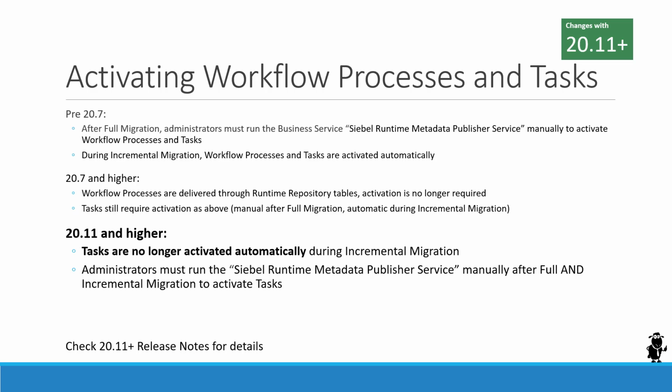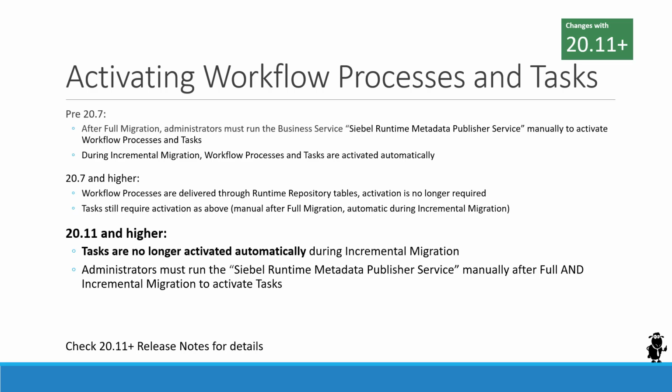And as it is the case prior to 20.7, both workflow processes and tasks, or objects, need to be activated, so they are copied to so-called runtime tables. So this is a manual task after full migration. And during incremental migration, the migration application included a step to run this business service automatically and to activate any updated workflow processes and tasks.